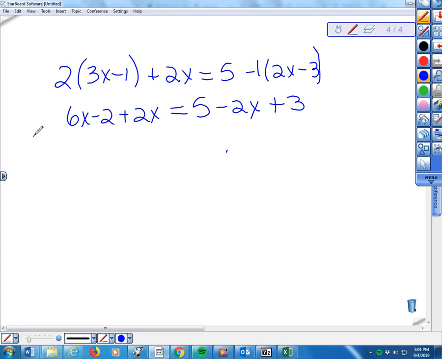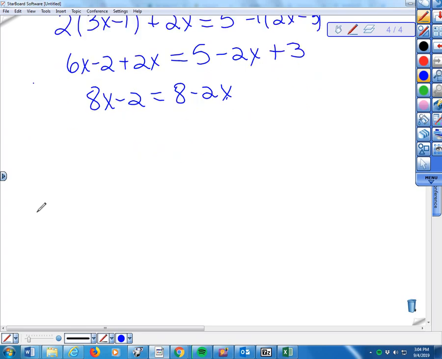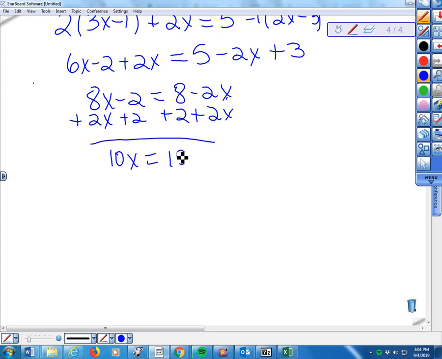So I have 6x and 2x, that's 8x. And I have 5 and 3, that's 8. Still with me? Okay. And now I'm going to get the x's on one side, the constants on the other. Just do it in one step here. And then divide by 10. X is 1.